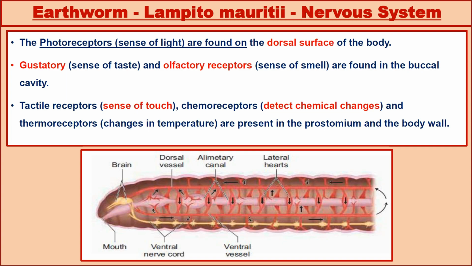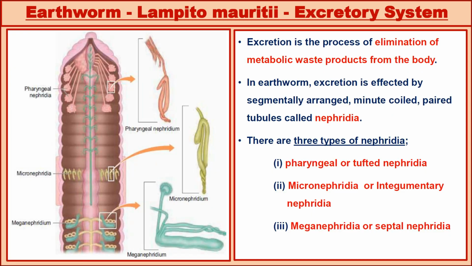They have the gustatory receptors for the sense of taste, and olfactory receptors for the sense of smell. These two lie in the buccal cavity. Then they have the tactile receptors for the sense of touch, chemoreceptors to detect the chemical changes in the surroundings, and thermoreceptors to check the changes in temperature. They are all present in the prostomium region as well as all over their body wall.